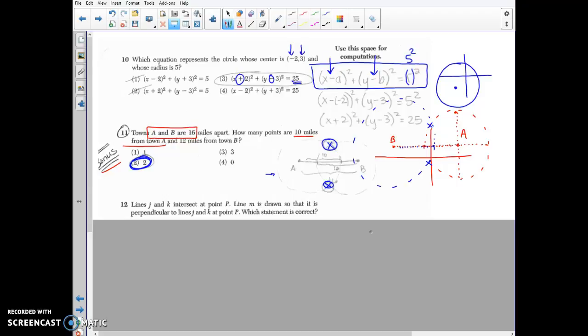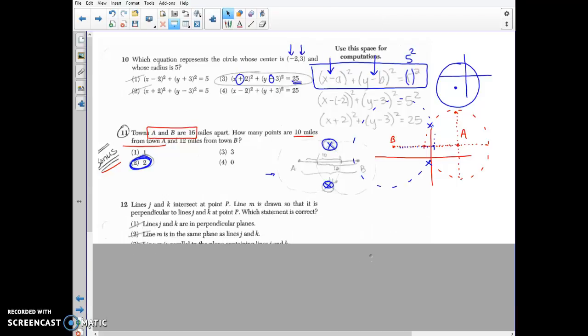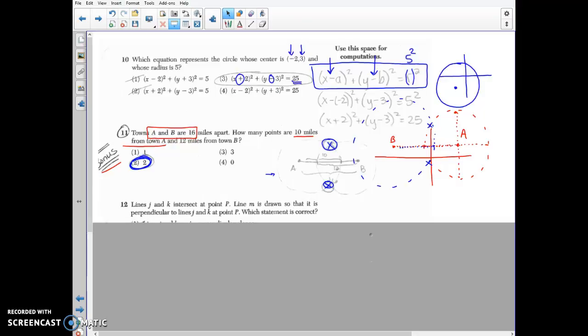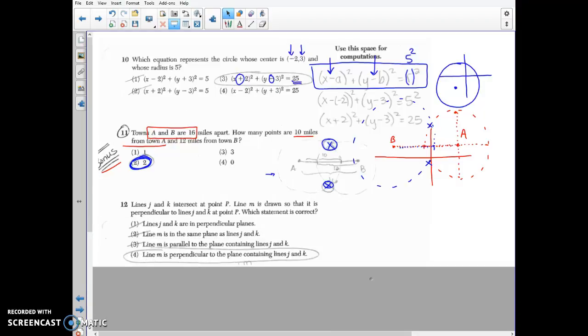J and K intersect at point P. So I'm just going to draw 2 lines. Whoops, there was the answer. Okay, so there's the answer. If I draw 2 lines like this, J and K, and they intersect at point P. So think of just those lines being on a flat sheet of paper.